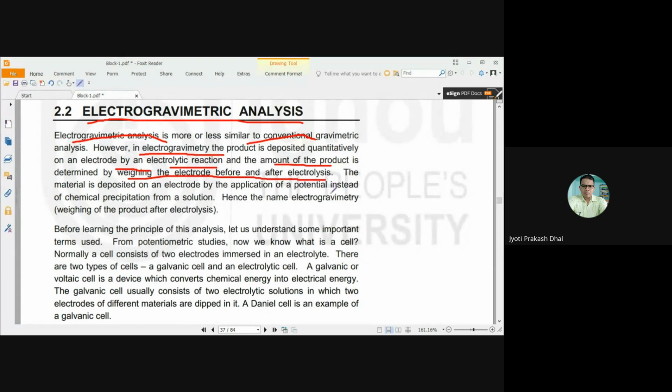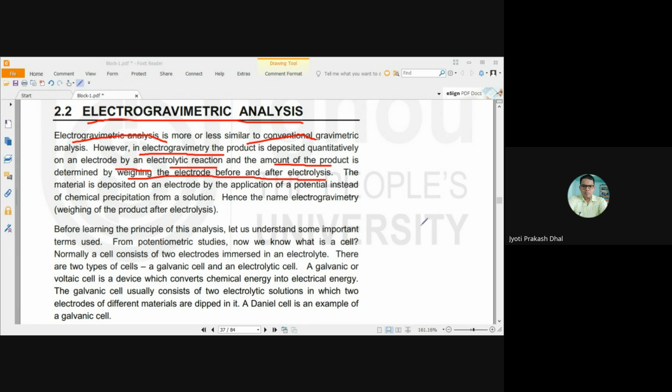That means before doing the experiment, you have to take the weight of the electrode, and after the experiment, again you have to take the weight of the electrode. So the amount of the substance deposited can be quantitatively measured, and that is the principle of electrogravimetric analysis.